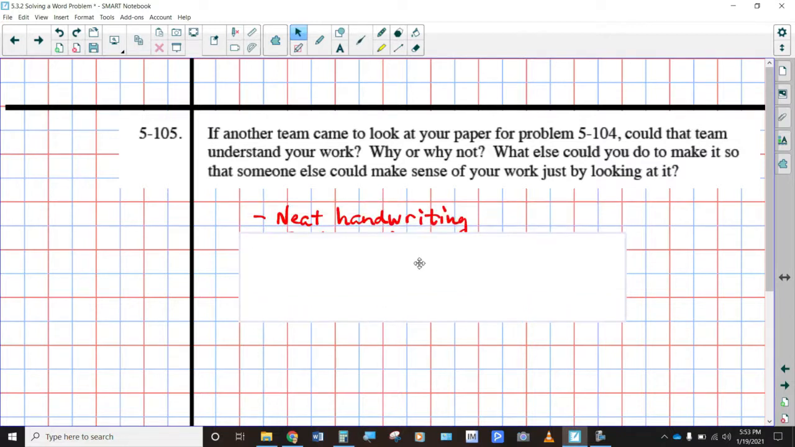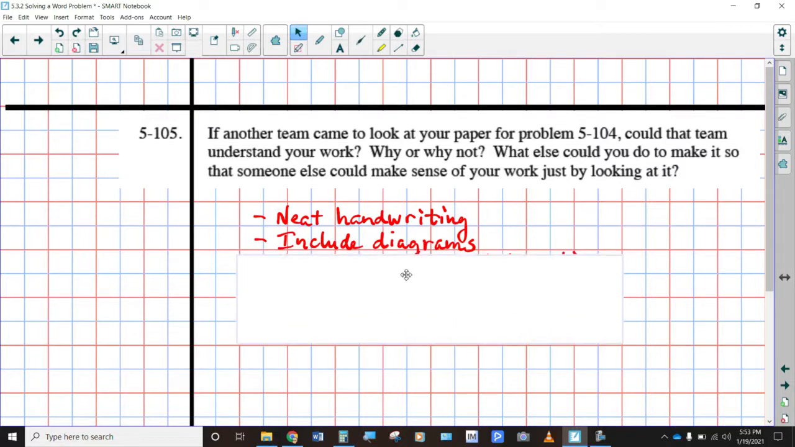First of all, try your best to have neat handwriting. If you're writing so sloppily that even you can't read it, nobody else is going to be able to figure out what you're doing. So be as neat and orderly as you can. Don't write too fast. Don't write too sloppy. Number 2, include diagrams whenever you can. Those drawings are very, very helpful. Other people sometimes may not understand what you're trying to say in what you're writing, but if they look at the diagram, they'll know exactly where you're going.